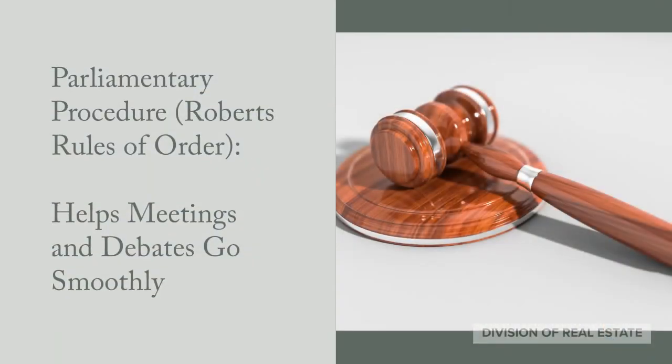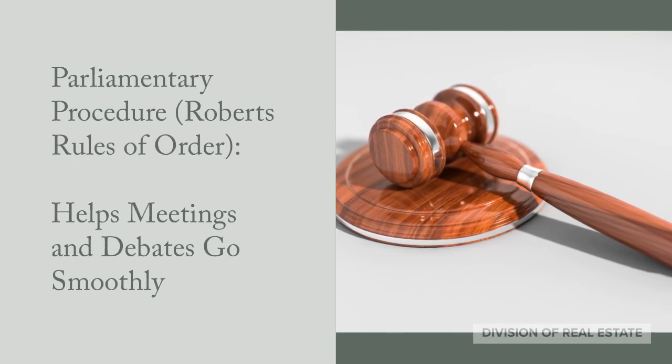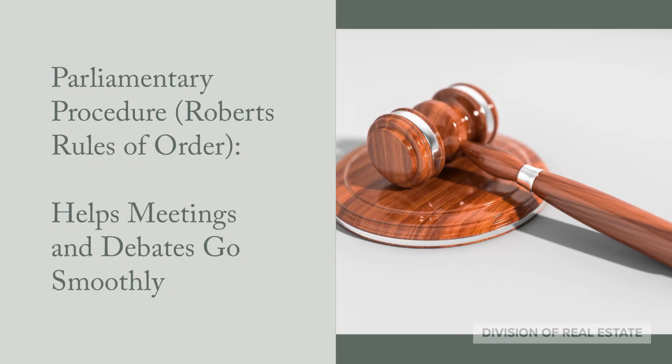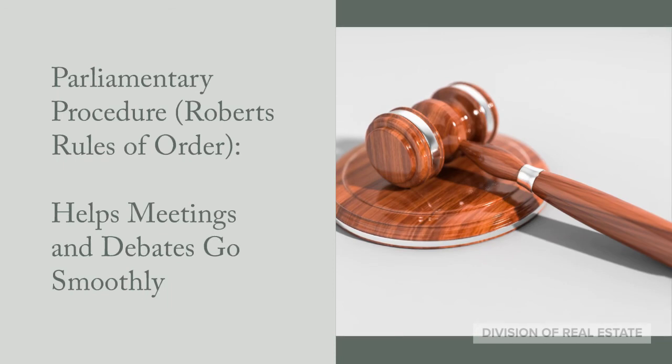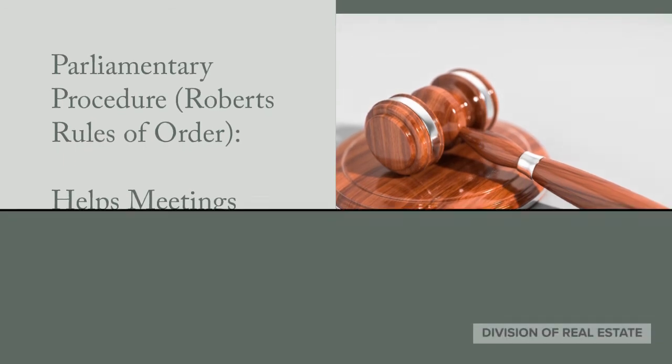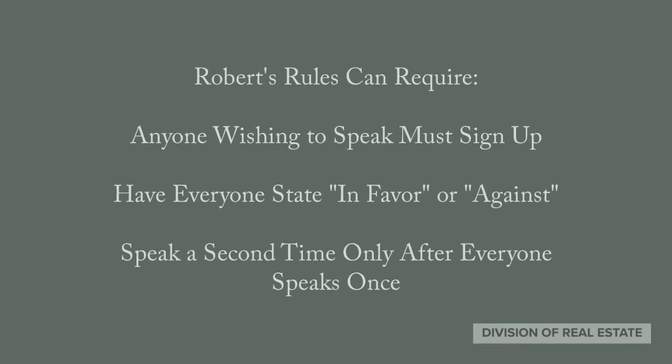Parliamentary procedure, more commonly known as Robert's Rules of Order, is specifically designed to help debates and discussions go smoothly, especially when you have a large number of people or contentious issues. It helps to ensure that everyone in such a meeting gets a fair and equal opportunity to participate and speak, utilizing formal motion procedures. The use of Robert's Rules of Order can require that everyone who wishes to speak must sign up to do so.